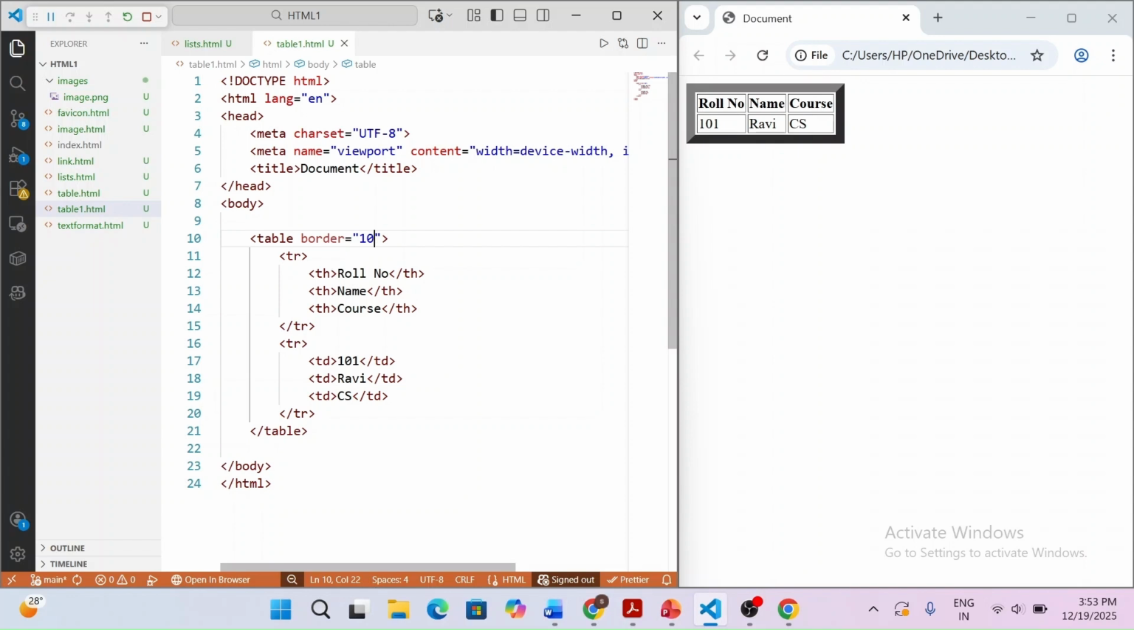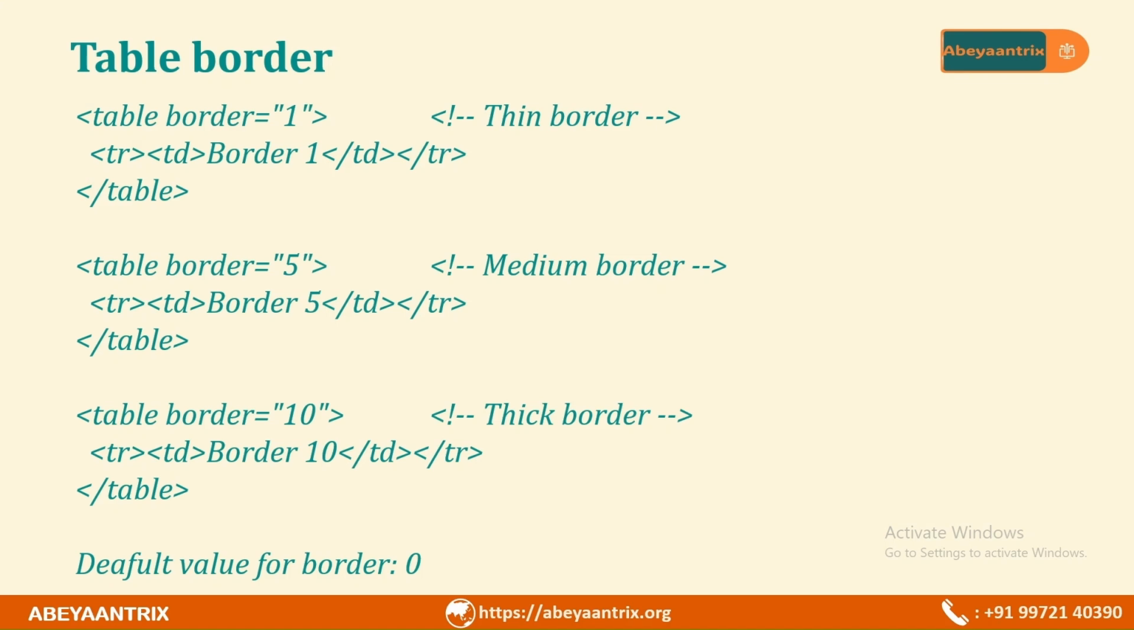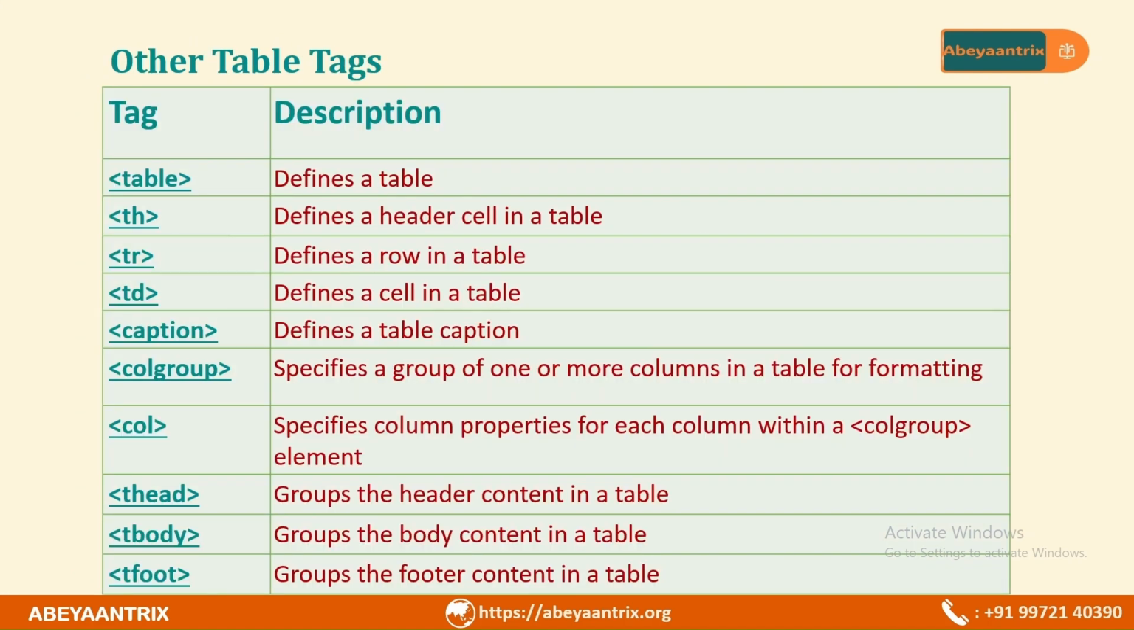Okay. So I think now you have understood about table border. So let us move on. Now that you already know the basic table structure, let's explore some additional table tags that will give you more control and better organization of your tables. So, I am going to explain tag by tag.